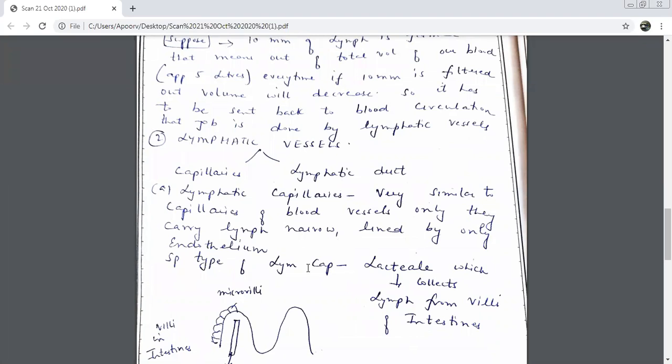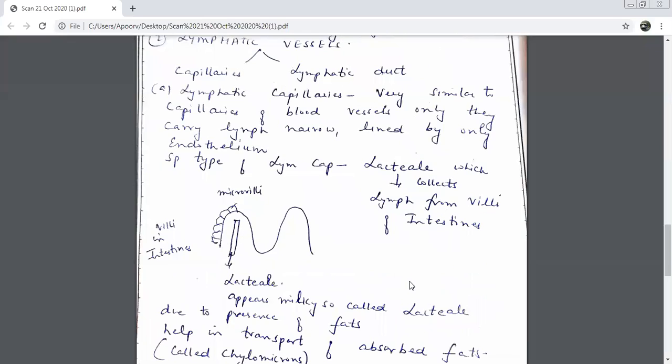I just told you about a special type of lymph capillary. What is the name of that special lymph capillary? Lacteal. Where is lacteal found? In the villi of the small intestine. Why is it called lacteal? Why is it not called normal like all others are called capillary? Why don't we call it a lymphatic capillary? It's been given a special name, lacteal. Why? Because it appears milky.